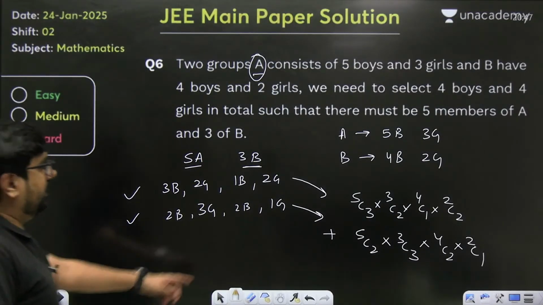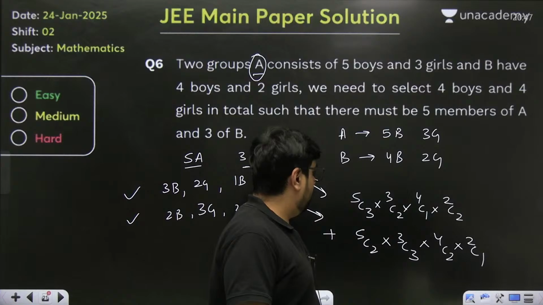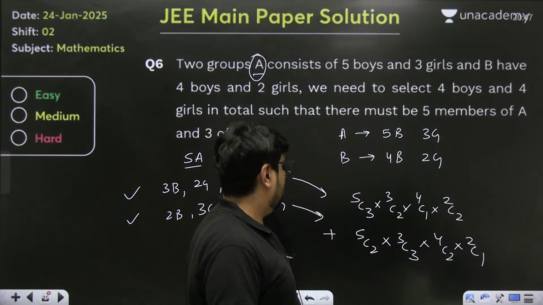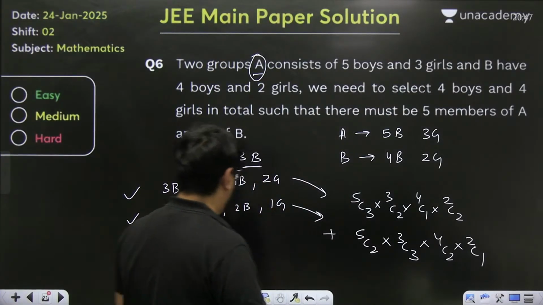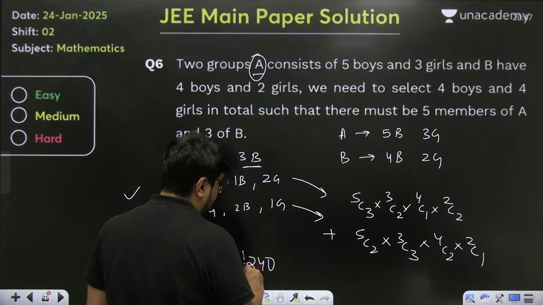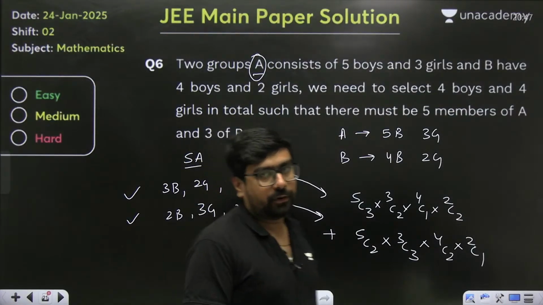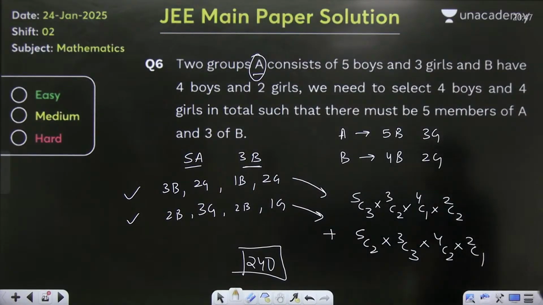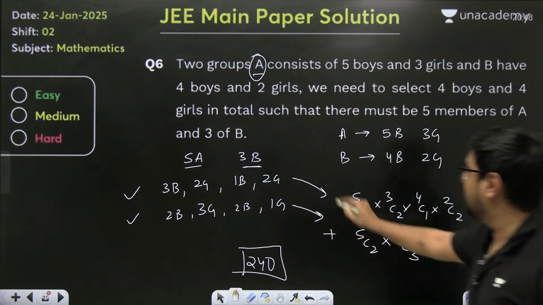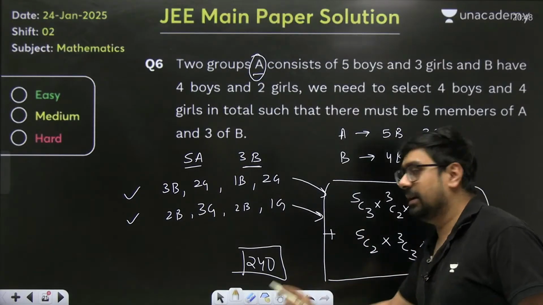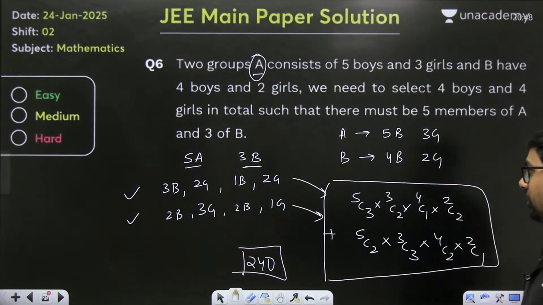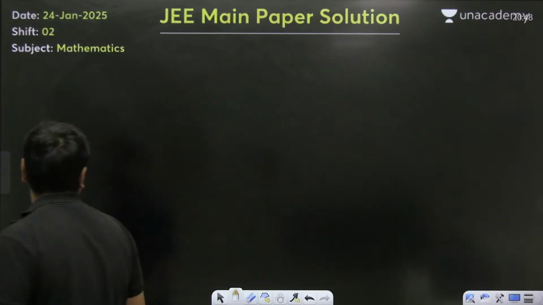This will be 10 into 330, 240 will be the total answer you must be getting. Just check once, but this will be the final result. This will be your final result. That's the main concept over here. Chaliye, let's move ahead.